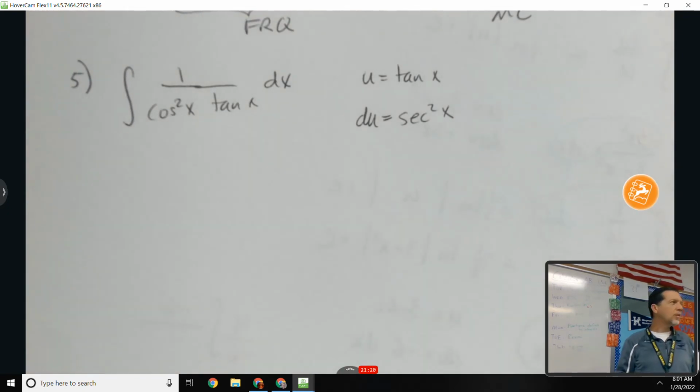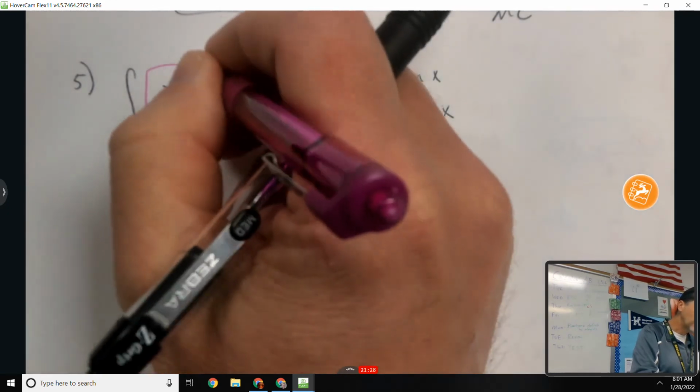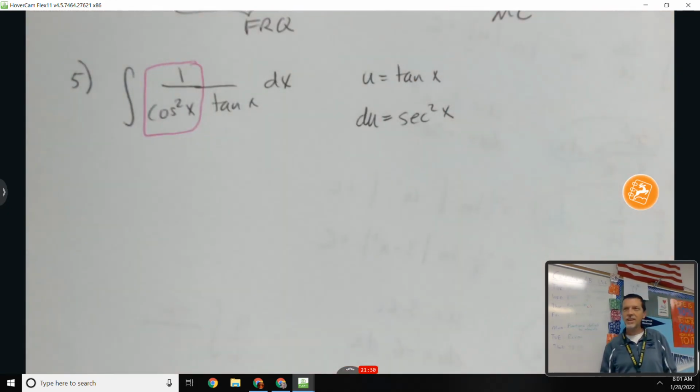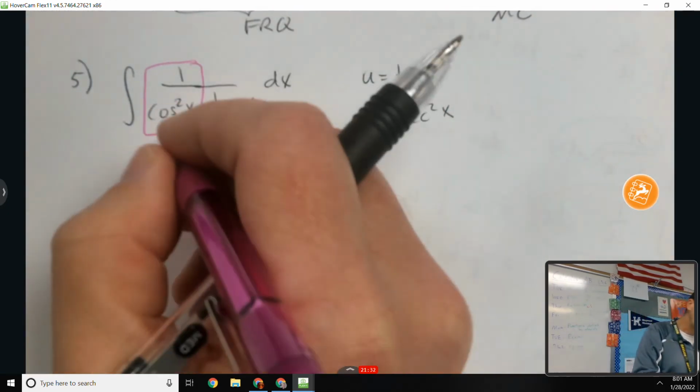Kinda. What do I mean by kinda? Where am I talking about? Yeah, 1 over cosine squared. That is secant squared. So this involved a trig identity.